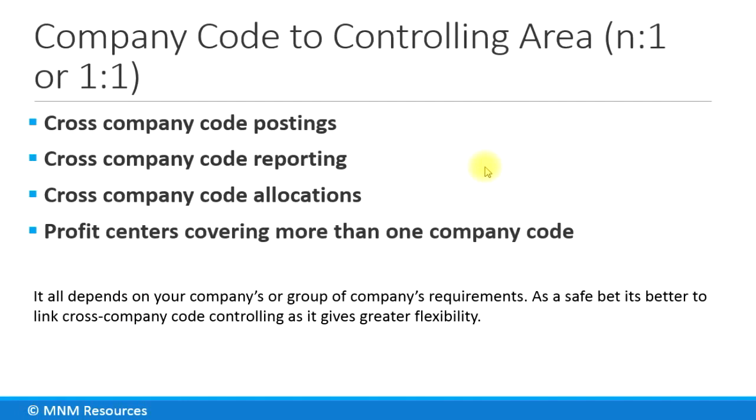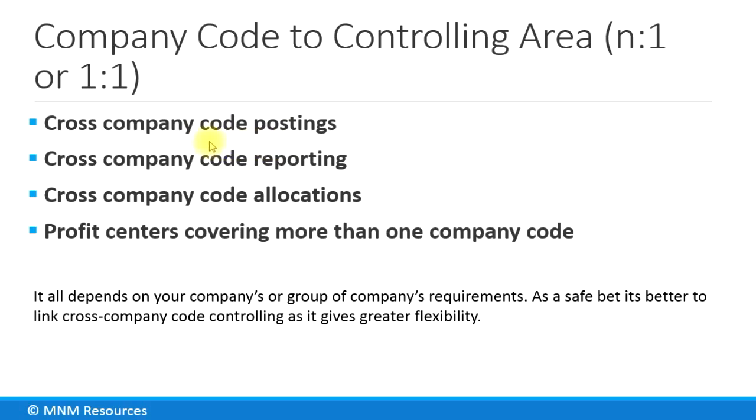So let's look at the need for the company code to controlling area assignment: whether it's going to be multiple company codes to one controlling area or one company code to one controlling area. The advantage of having multiple company codes to one controlling area is you can have cross company code postings. This is also called intercompany code postings. So if you want to transfer costs or assets or any other type of information from one company code to another company code, you can do these cross company code postings if both the company codes are within the same controlling area.